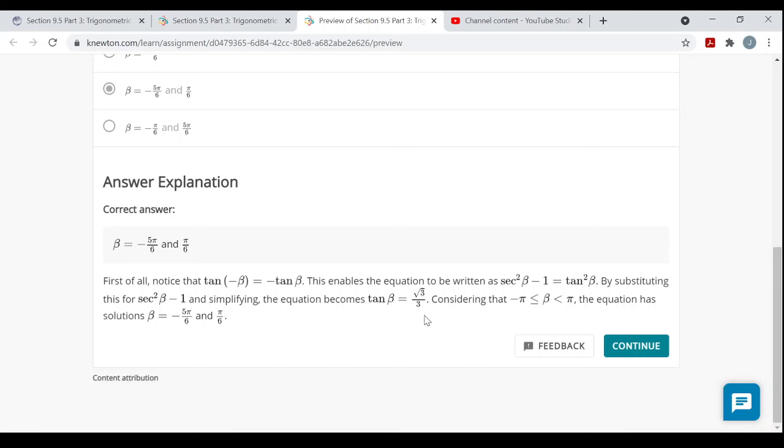You might have to use other identities, so you're going to have to go back and refresh your memory as to what all the identities you've learned are. Again, reciprocal, quotient, Pythagorean, even odd, cofunction, sum and difference formulas, half angle formulas, double angle formulas, all that stuff is going to come into play in some of these questions.